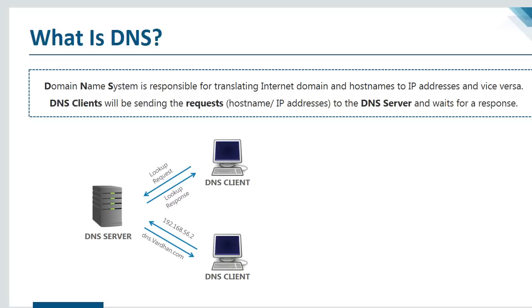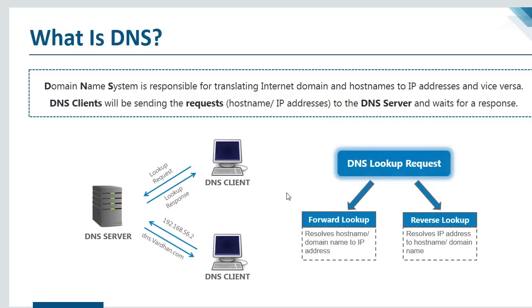So that's about this example. Another thing that I want to show you is this concept of DNS lookup request. If you see this image over here, I've specified lookup request and lookup response. Here the DNS client is making a request in the form of an IP address, and then the server is giving back the DNS response in the form of a fully qualified domain name. In my case, dns.vardhan.com is a fully qualified domain name that I have set for my demonstration on this virtual machine.